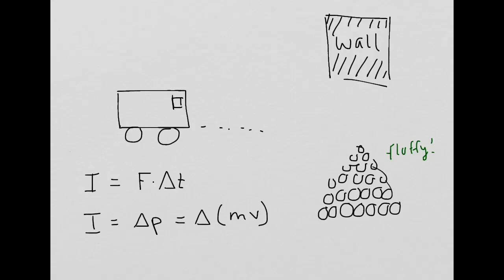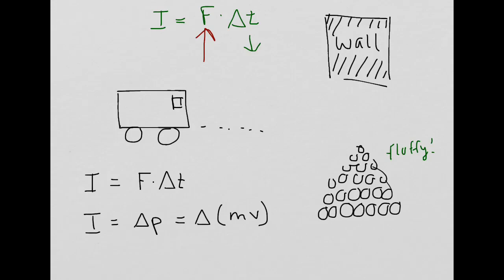So now looking at the equation, remember that I equals force times delta t. If my impact time is small, like in the case of the wall, then my force must be pretty large. So if I hit the wall, my impact force is going to be really large, and that's sort of dangerous.